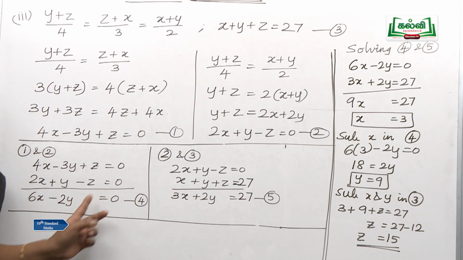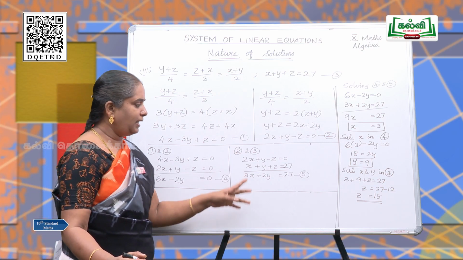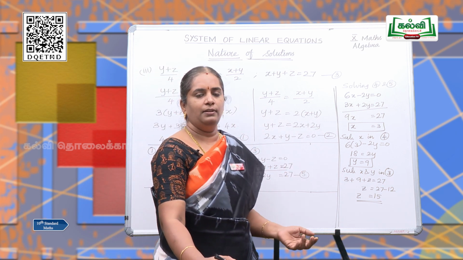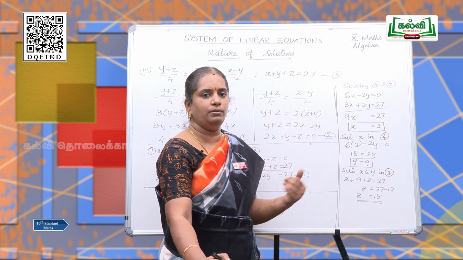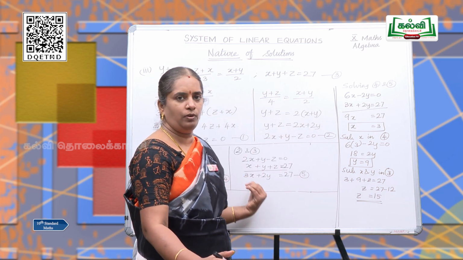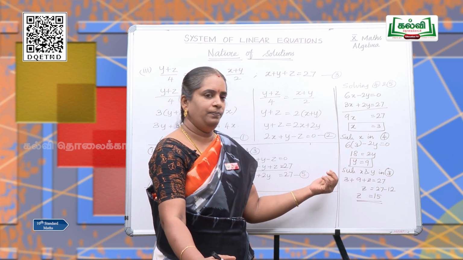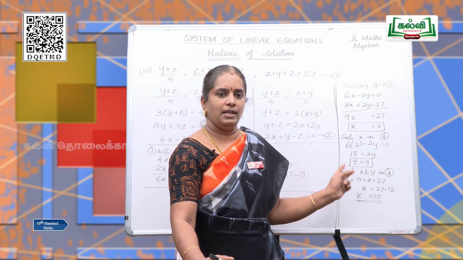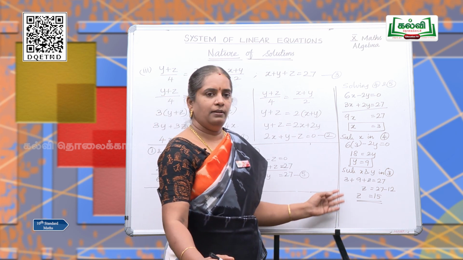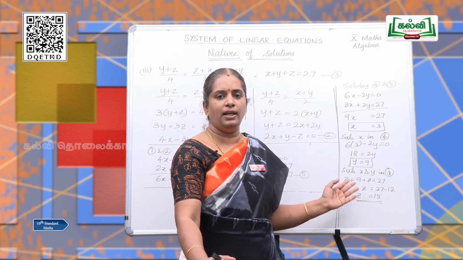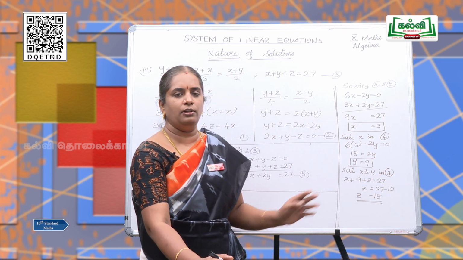So, solving fourth and fifth one, if you add, y becomes cancelled. So, 6x plus 3x becomes 9x is equal to 27. So, dividing both sides by 9, we get x is equal to 3. So, substituting x in fourth one, we get 6 into 3 minus 2y is equal to 0, which is 2y is equal to 18 or y is equal to 9. So, in the third equation, if you substitute x and y, we will be getting z. So, z here is got to be 15.